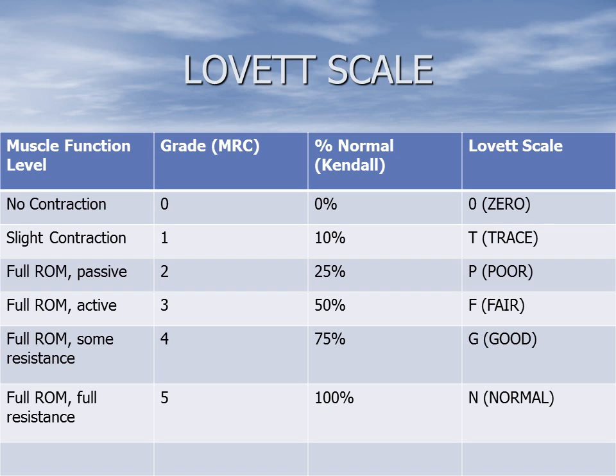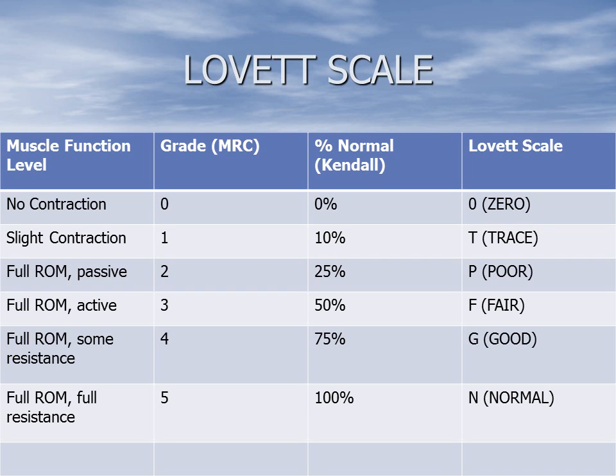50% corresponds to the Lovett scale grade of F for fair muscle function, and 75% corresponds to the Lovett scale of G for good muscle function. And you'll notice in between these large ranges of percentages, for example, from 10% to 25% to 50% to 75% to 100%, you could also describe intermediate ranges such as 60% or 65%, which would correspond with the plus and minus signs allowed by the Lovett scale.